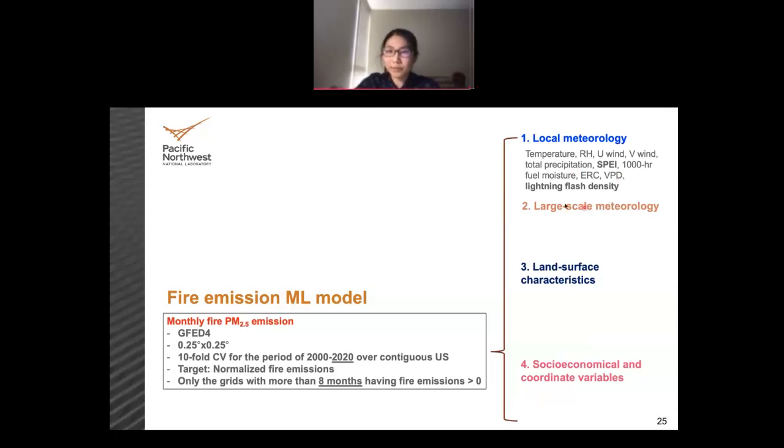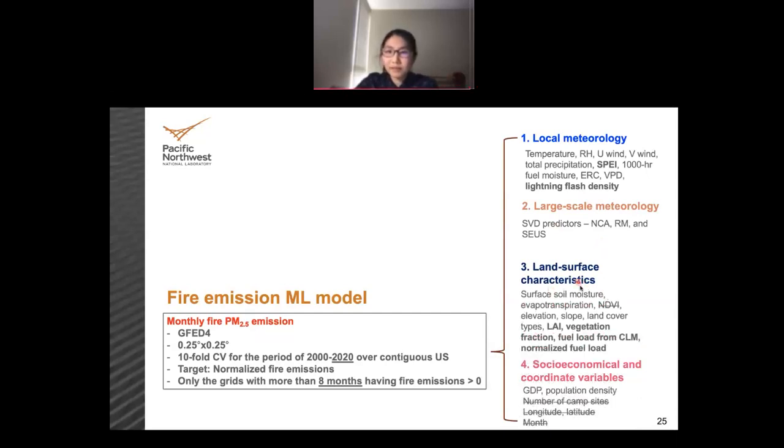something new. For example, we add the lightning flash density. And for the SVD, we recalculated it based on the fire emission data. And for the land surface characteristics, we include the LAI, vegetation fraction, and fuel load, and we normalize the fuel load. And lastly, we remove the geographical and the time labels, just trying to see whether without this information, our model can still do a good job.